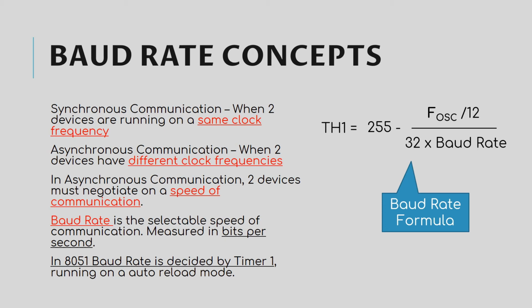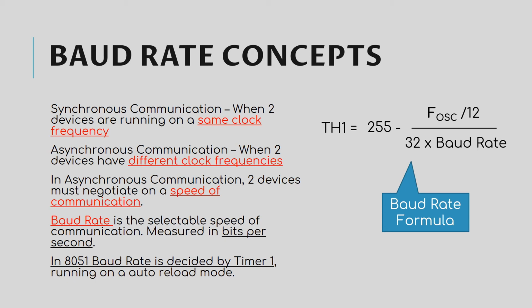So TH1 is equal to 255, meaning 255 is the maximum value it can store. So 255 minus oscillator frequency divided by 12. Now here I want to tell you that UART requires 32 machine cycles. One machine cycle is the oscillator frequency divided by 12, that means 12 clock pulses. So this part, FOSC by 12, is for one machine cycle, and for 32 machine cycles it will be crystal oscillator frequency divided by 32 into 12. That is the formula. Here I have written the actual one given in the data sheet.